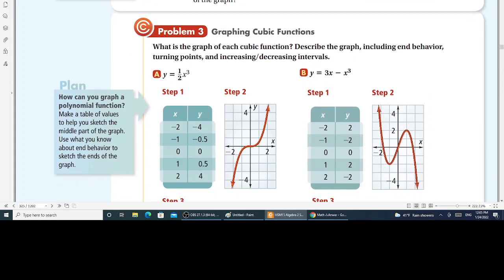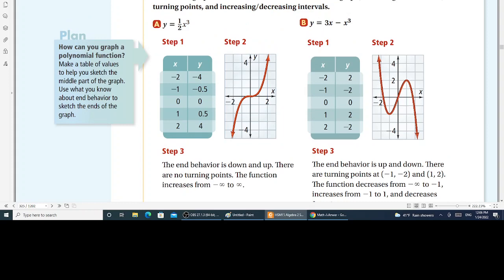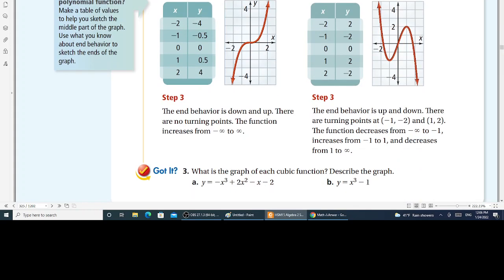Now how can we graph a cubic function? Take independent points, and take the image of these points, then plot them in the xy plane, then join them by a line. It's very simple.